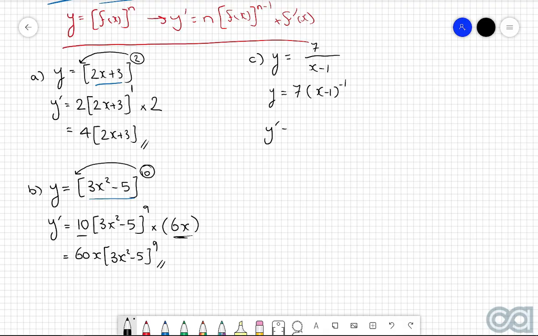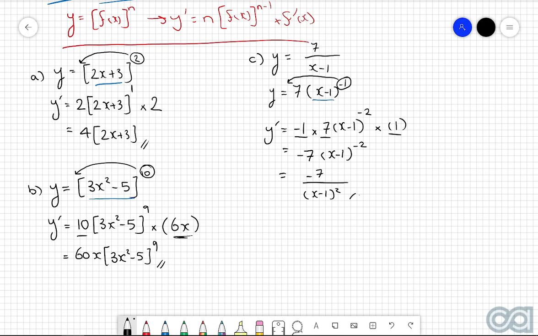So y dash is equal, we'll pull this -1 to the front, so -1 by 7 x minus 1, then we're going to reduce 1 from the power, so that'll be minus 2, then we need to multiply by the derivative of the inside function, which in this case will just be 1. Now, again, let's simplify a little bit. -1 by 7 by 1 is -7, then we've got x minus 1 to the power of minus 2, and like we discussed in the previous video, it's always a good habit to switch back and forth between this format here and either a radical form or a reciprocal form, depending on the question that you're talking about. But in this case here, it would be -7 divided by x minus 1 squared.